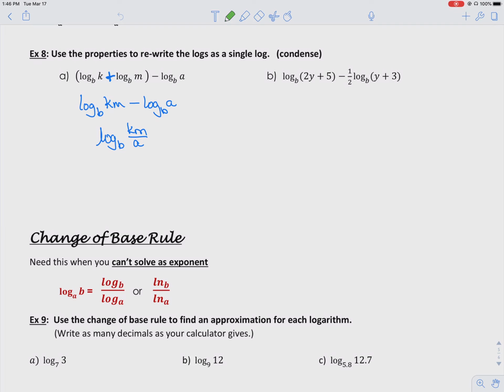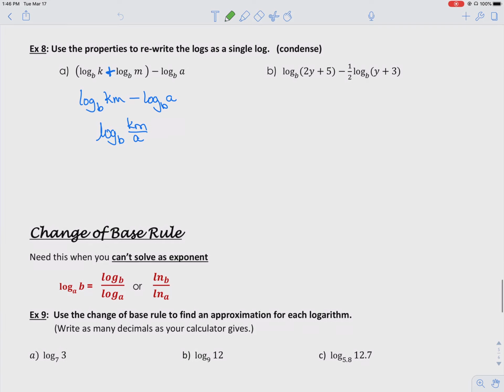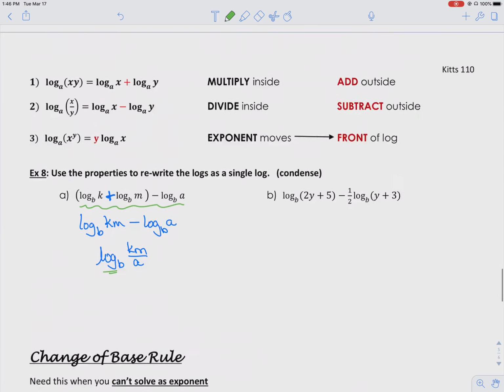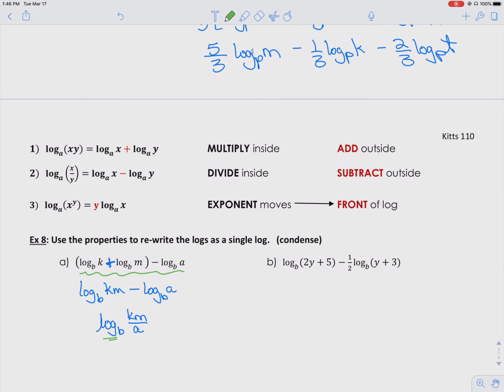Again, just as with part A, you just have a whole bunch of logs and we're condensing them. So we're trying to make it go from all these logs right here to just one log. So if you remember, we said that if there's a plus, then that means multiply, or if there's a subtraction, then that's going to mean divide. And if there's something in the front, we're going to move it up to the top. So if you notice, we do have something in the front. So we need to move that up here and make it an exponent.